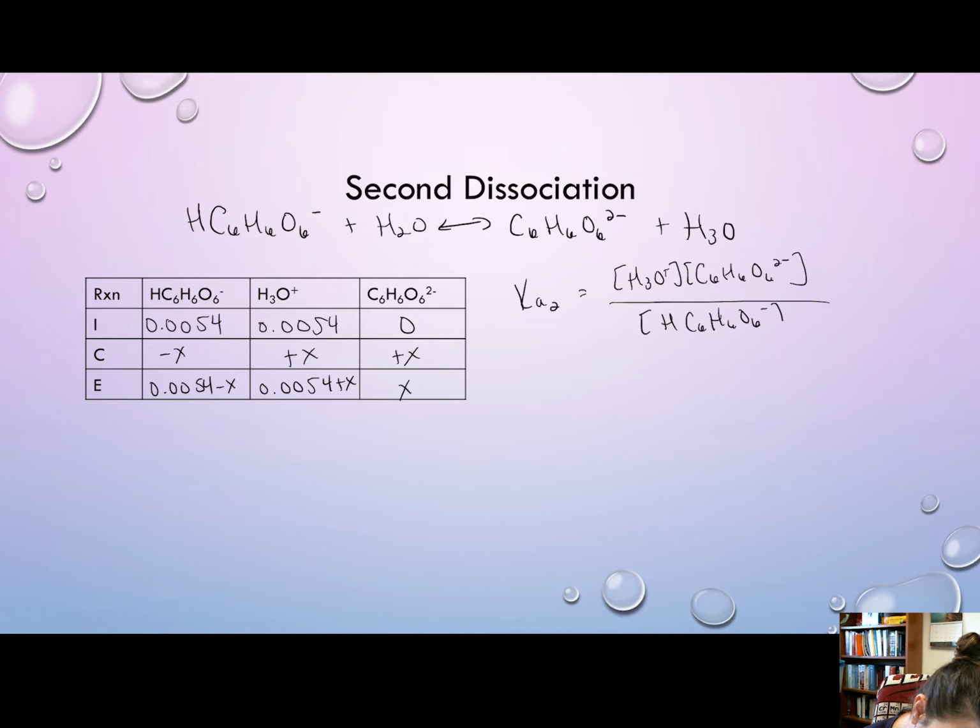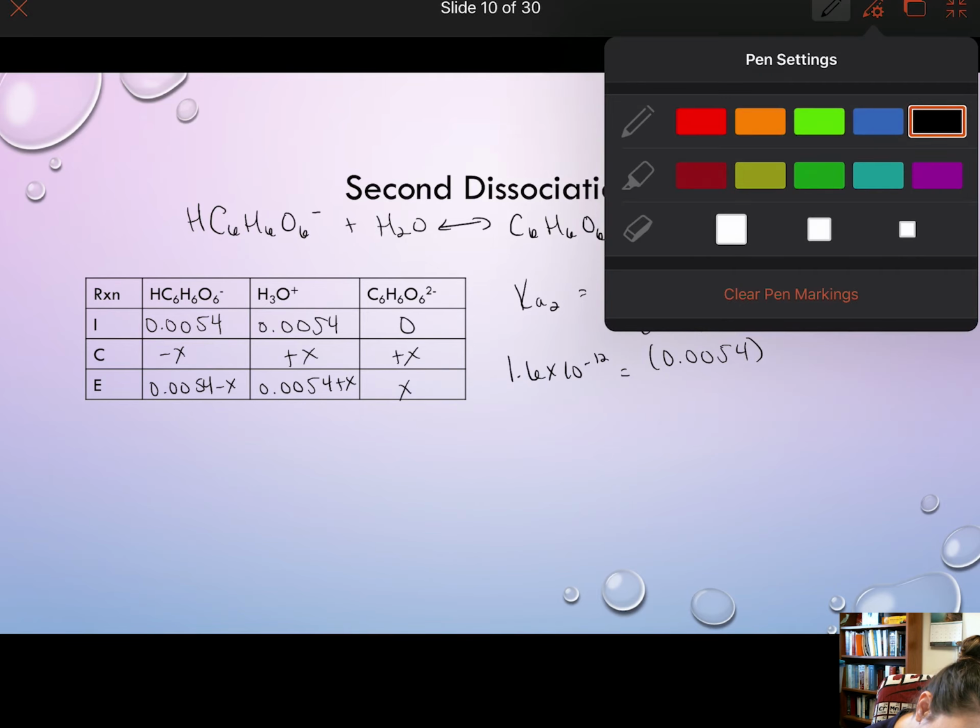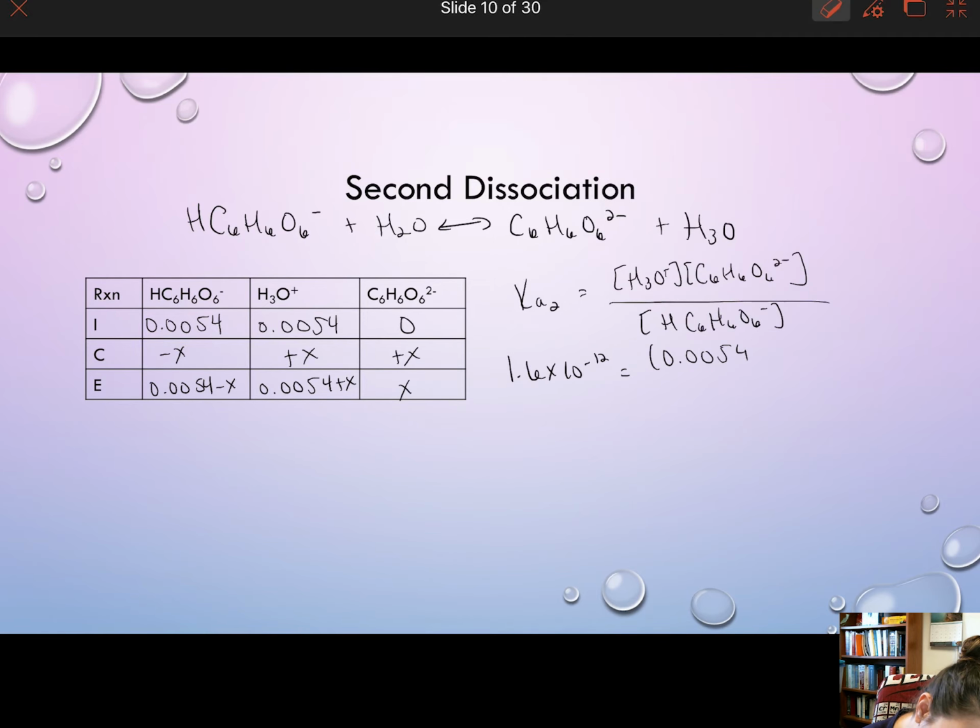HC6H6O6 minus. Our Ka2 has a value of 1.6 times 10 to the negative 12, equal to hydronium concentration 0.0054 plus x times x divided by 0.0054 minus x.